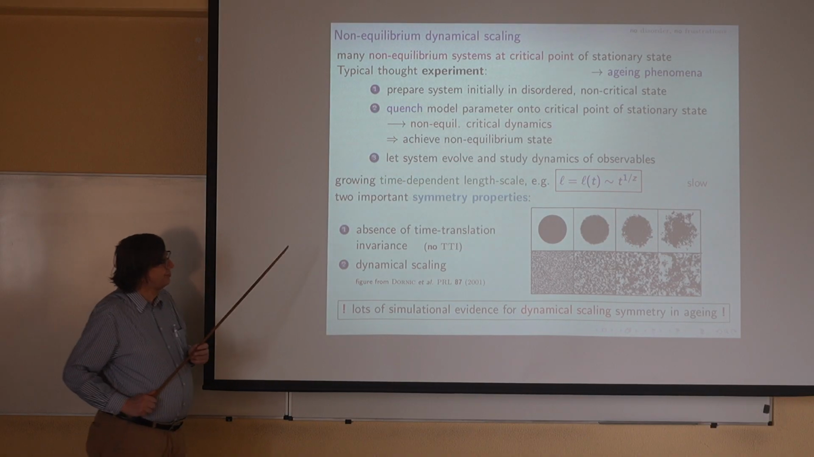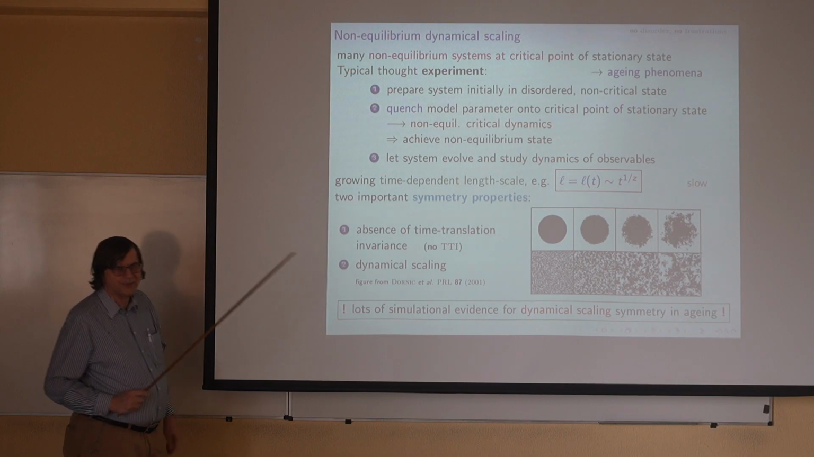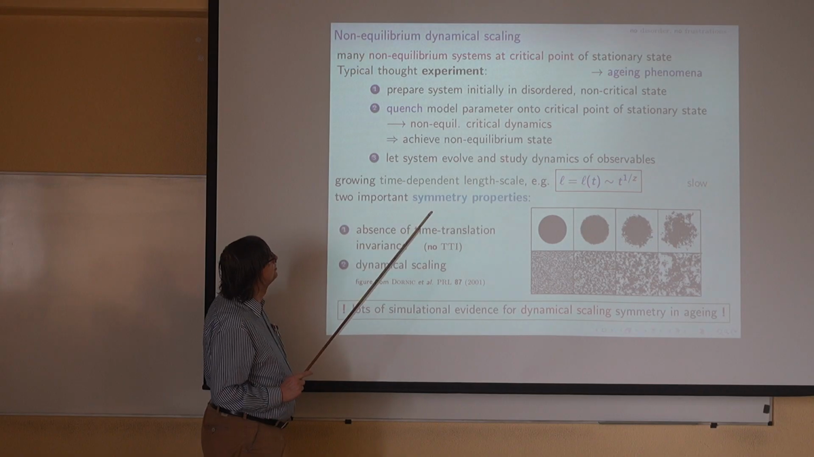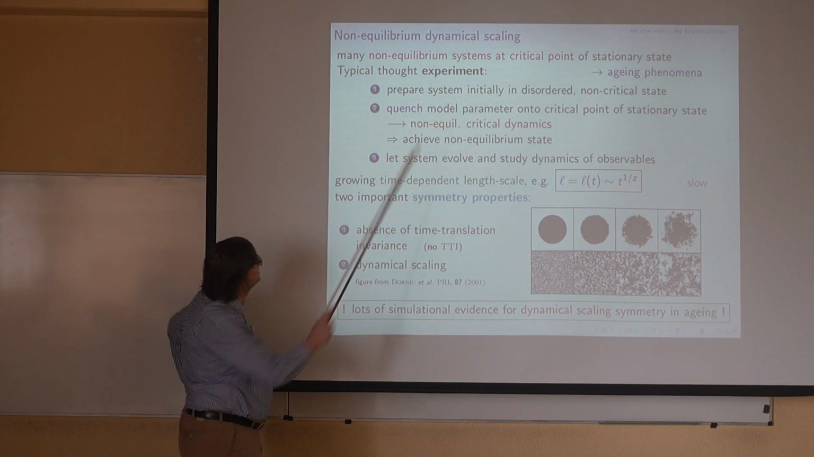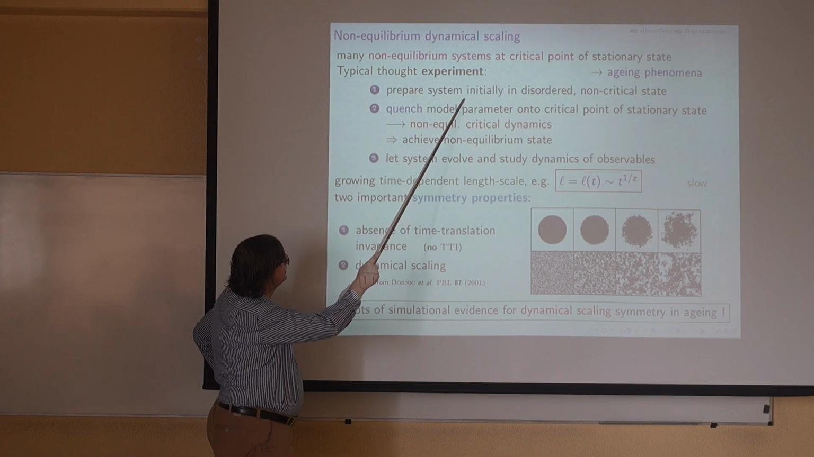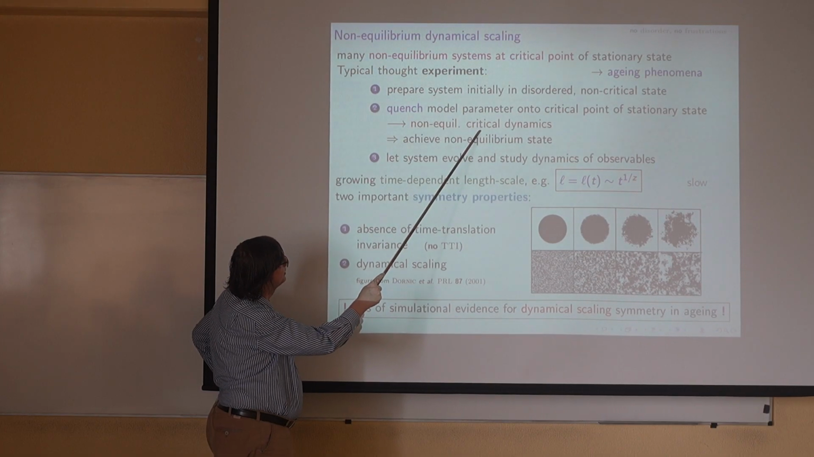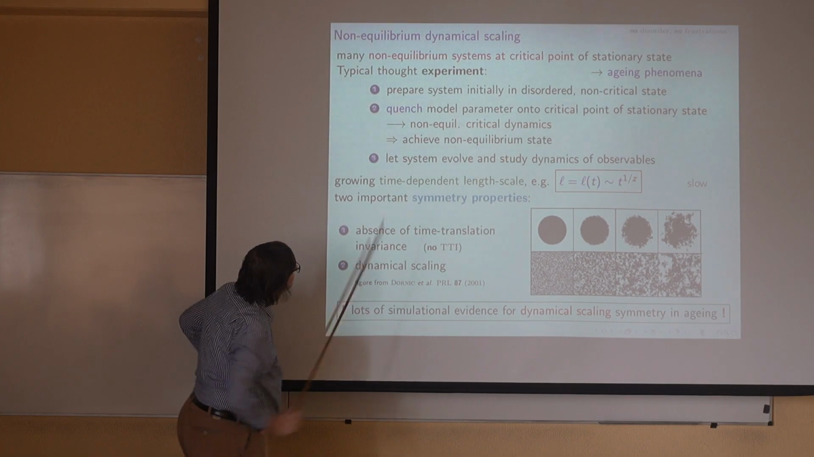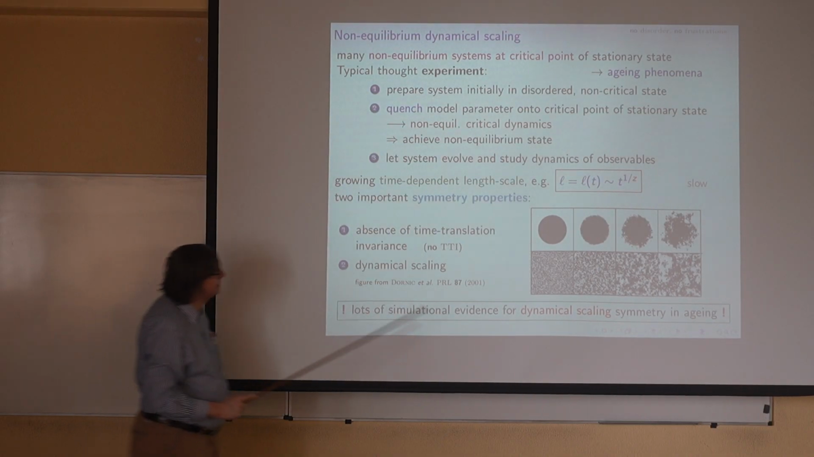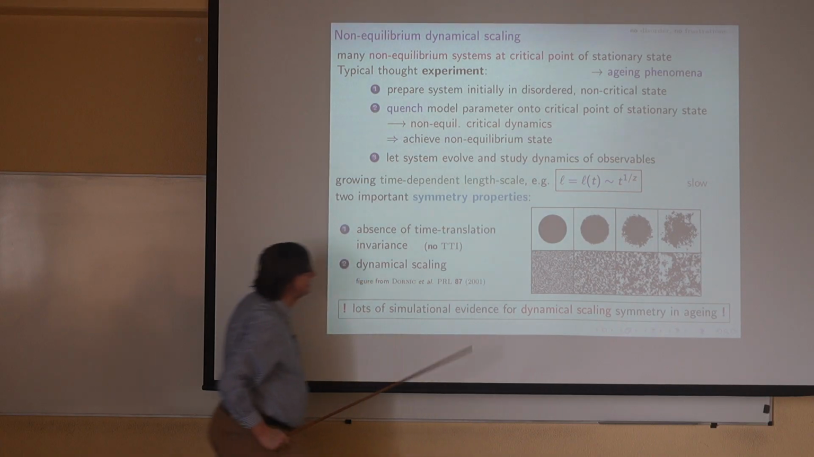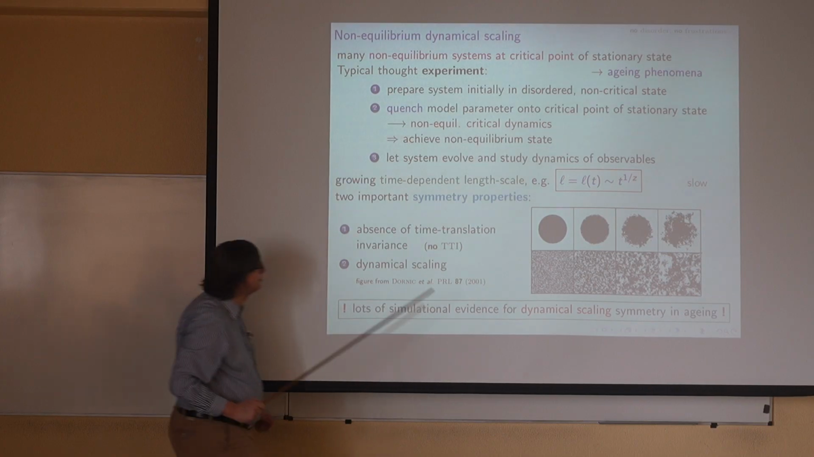It's also possible to look into non-equilibrium systems, which are intrinsically out of equilibrium, for example, systems of irreversible chemical reactions, but at a critical point now. And then you make the same sort of experiment. You prepare the system in some initial disordered state, you quench it onto the critical point, then you get non-equilibrium dynamics, and you let the system evolve and study the dynamics. Again, you will find there is some length scale growing algebraically. It defines for you the dynamic exponent.